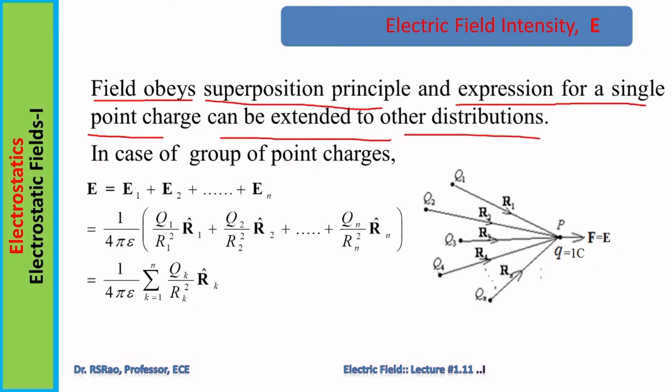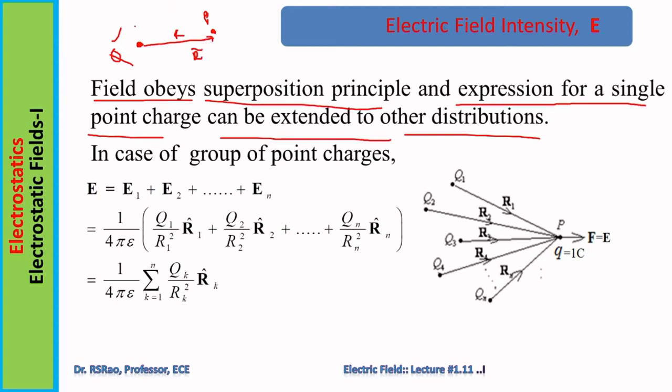We have seen in the previous slide, we considered a point charge capital Q. Field intensity at a point P is given by E, is here. At this point, it is given by 1 by 4 pi epsilon, Q by r square. This is our distance, r, and unit vector is, let us say, r cap, Q by r square, r cap.